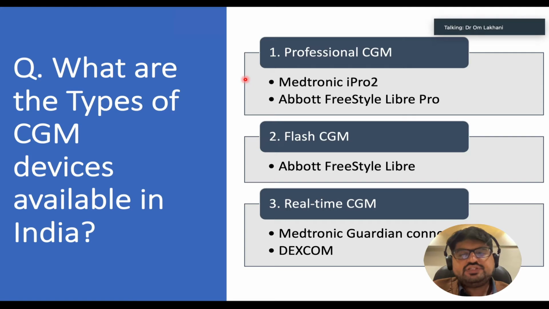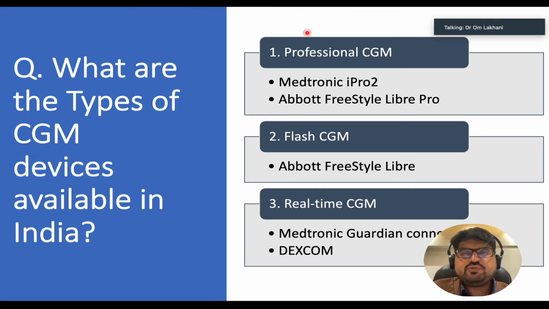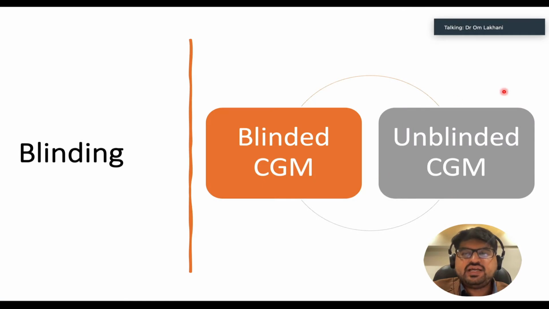And then you have the real-time CGM, where you have Medtronic's Guardian Connect and you have the Dexcom, both of which are available in India, but the cost is on the higher side, and hence it's a little prohibitive to use. The other way of classifying CGM is based on blinding. You have the blinded CGM and the unblinded CGM. The blinded CGMs are basically professional CGMs, and the Flash and the real-time CGMs are generally unblinded ones. Again, this is an older classification. The same way, these are also classified as retrospective CGM and real-time or prospective CGM. So these are another way of classifying CGM.